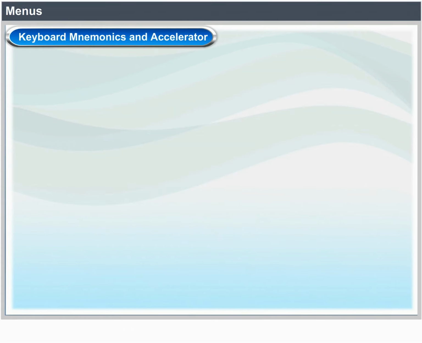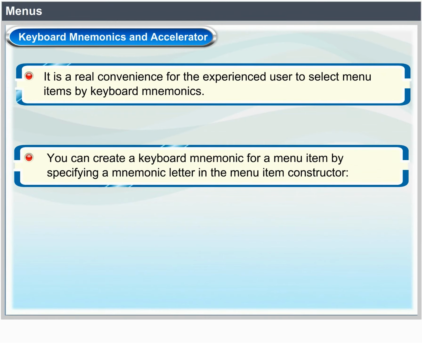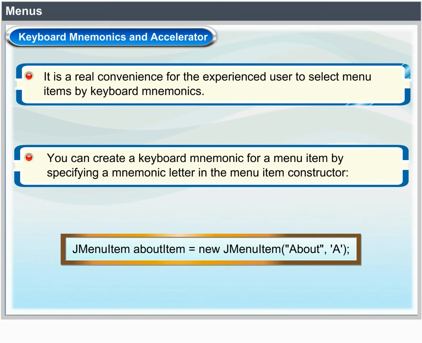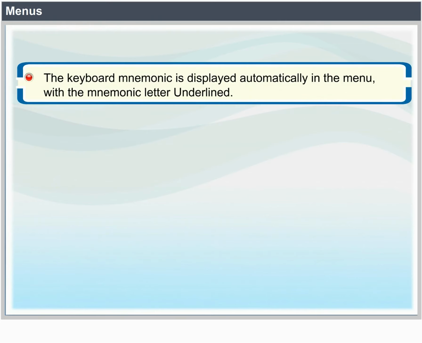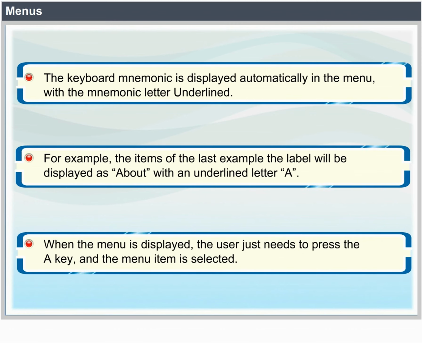Keyboard mnemonics and accelerators. It is a real convenience for the experienced user to select menu items by keyboard mnemonics. You can create a keyboard mnemonic for a menu item by specifying a mnemonic letter in the menu item constructor. JMenuItem aboutItem = new JMenuItem("About", 'A'); The keyboard mnemonic is displayed automatically in the menu with the mnemonic letter underlined. For example, the label will be displayed as "About" with an underlined letter A. When the menu is displayed, the user just needs to press the A key and the menu item is selected.